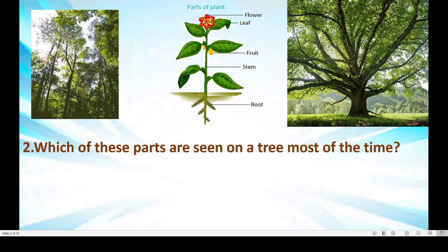Which of these parts are seen on a tree most of the time? Yes, we know this. These are the different parts of the plant or tree. But which of these parts are seen on a tree most of the time? Yes, we can see fruits and flowers according to the seasons, right? But we can see the stems, leaves, and branches all the time, isn't it? Okay.